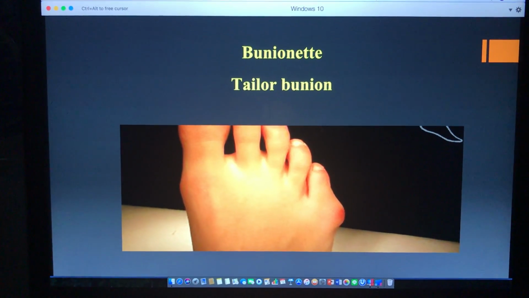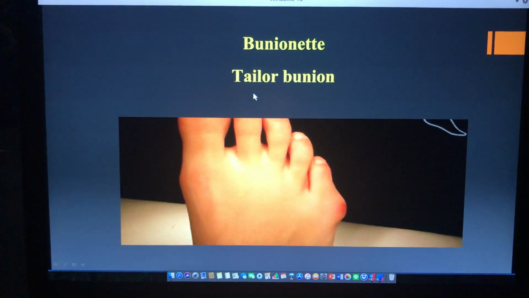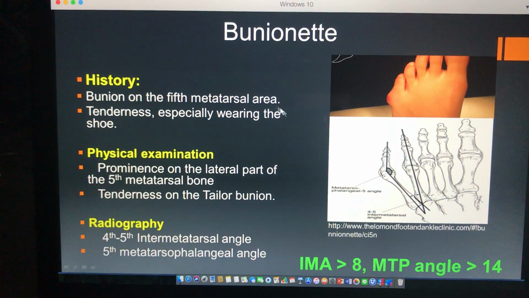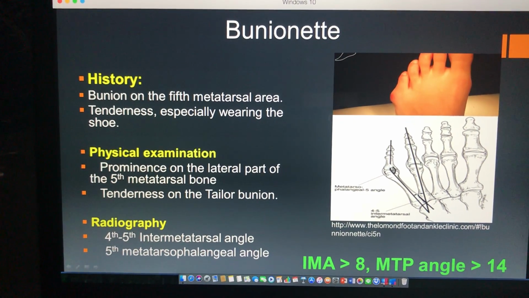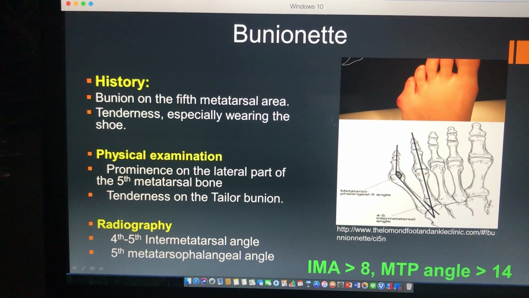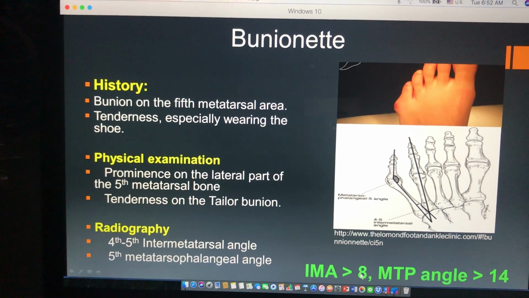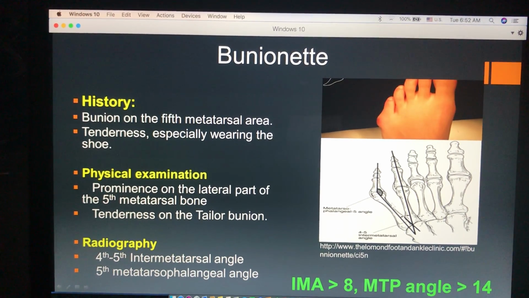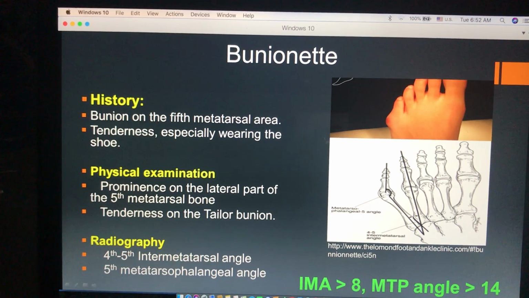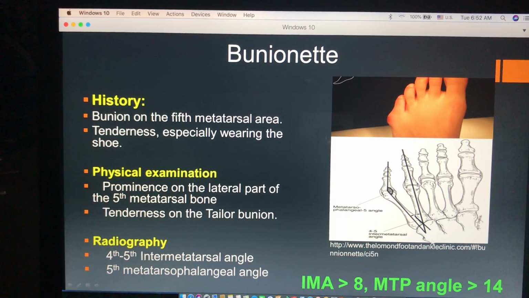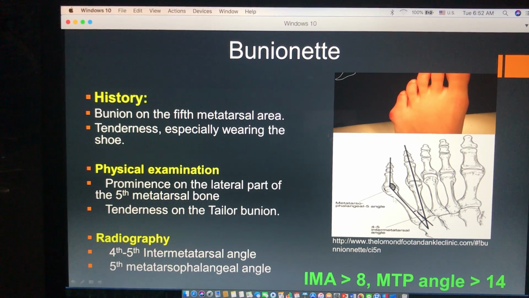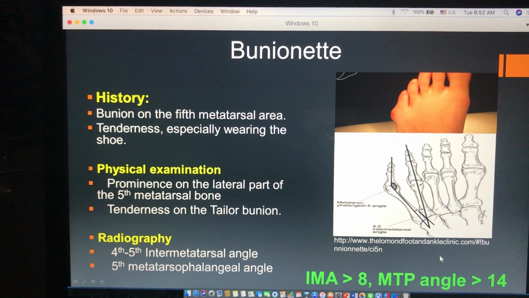The second one is bunionette, or tailor's bunion. It is exactly the same thing, but it happens on the fifth toe. You can see they have an angle to measure, the intermetatarsal angle between the fifth and the fourth metatarsal. If it's more than 8 degrees, we can say the patient has a bunionette. And then the MTP angle, the metatarsophalangeal angle, more than 14 degrees. It's similar to the hallux valgus angle, but it's measured on the fifth toe. This will indicate the bunionette.